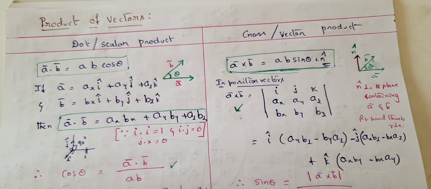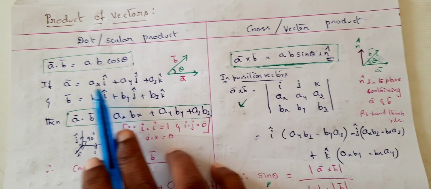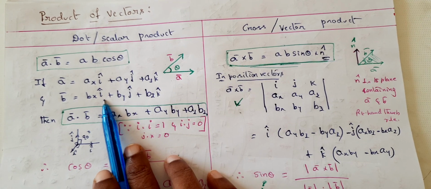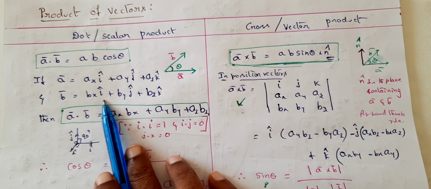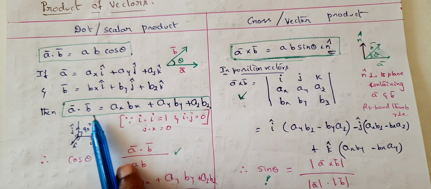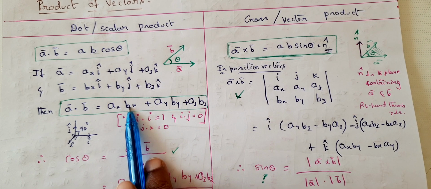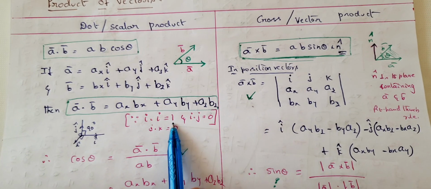Okay, done. Now suppose we write the position vectors: A bar is Ax, Ay, Az with I, J, K, and B bar is Bx, By, Bz with I, J, K. Now A bar dot B bar is equal to AxBx plus AyBy plus AzBz. How?